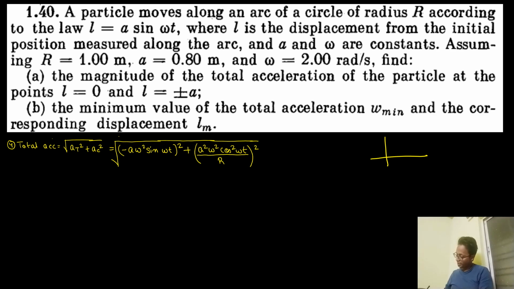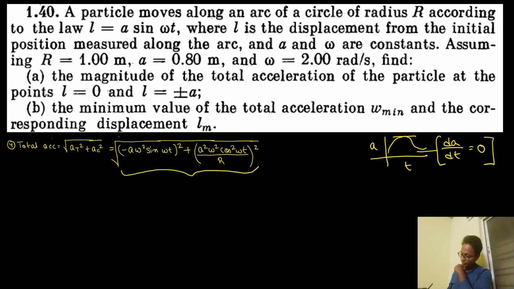So if I plot a graph of A versus time, I don't know how the graph will look, but I do know at maximum and at minimum dA by dt will be equal to 0. I would not go into the details of whether it's maximum or minimum. That will come in the chapter of monotonicity in mathematics. But in physics, whenever maximum or minimum is asked, just differentiate and make it equal to 0. So somehow I have to differentiate this entire term and make it equal to 0.